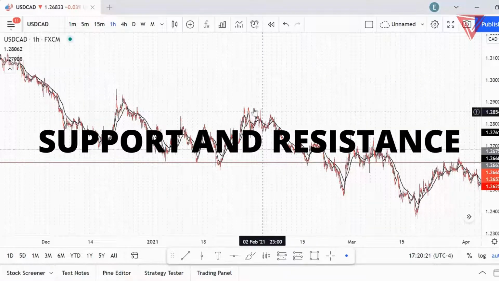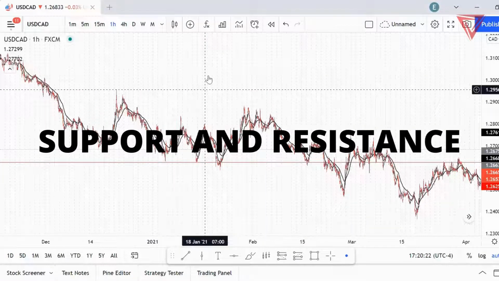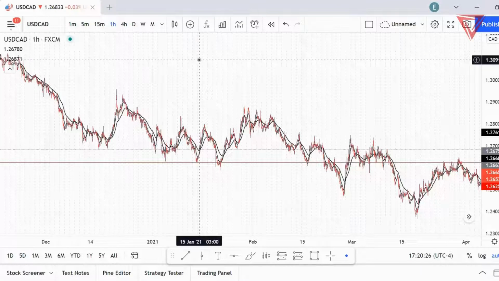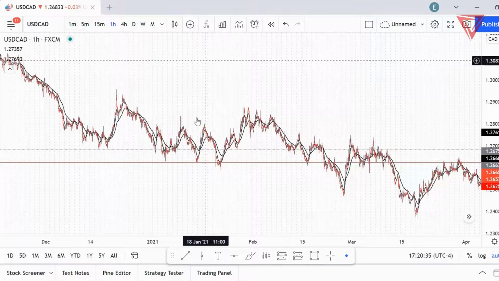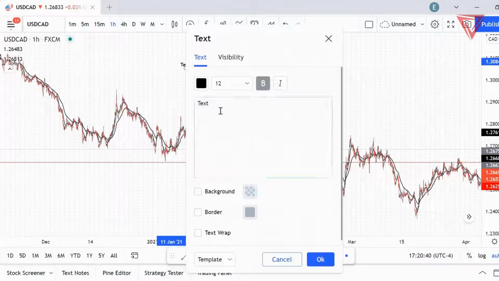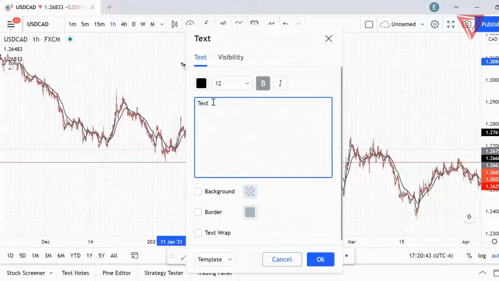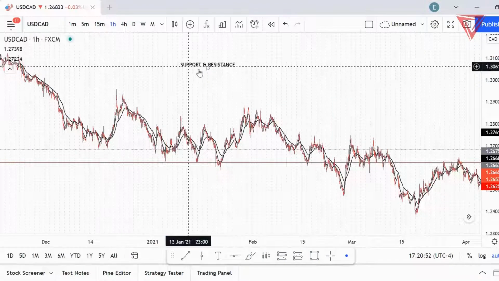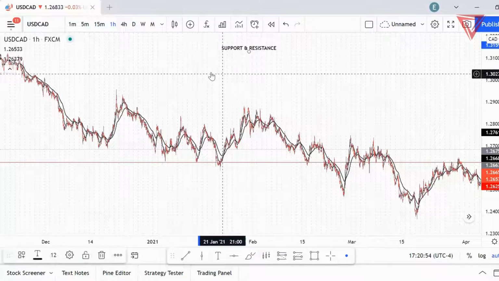All right, so now we're going to be looking at support and resistance. You may or may not have heard this term before, but I want to break it down as simple as it can get. There are two terms: the first one is support, and the second one is resistance. That's what we're going to be talking about today.